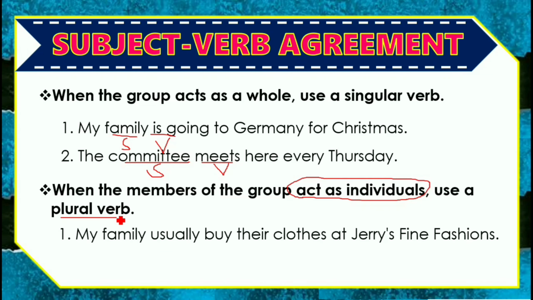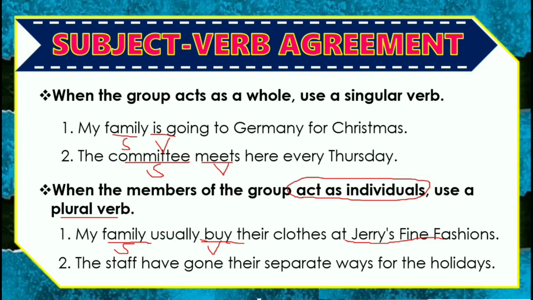For example, my family usually buy their clothes at Cherry's Fine Fashions. Where is our subject? Family. And where is our verb? Buy. Family here is plural, that's why we use a plural verb. Now, the individual family members are acting separately. They all buy their own clothes at different times.